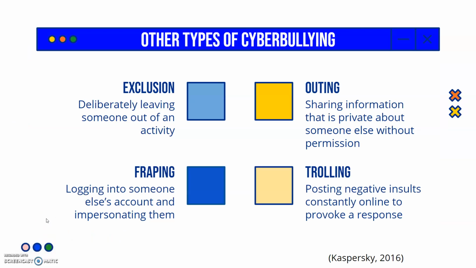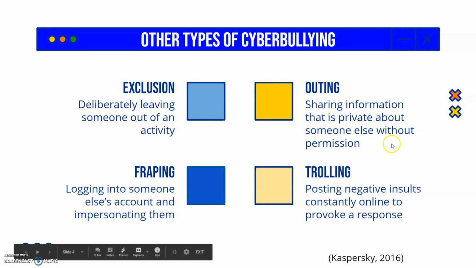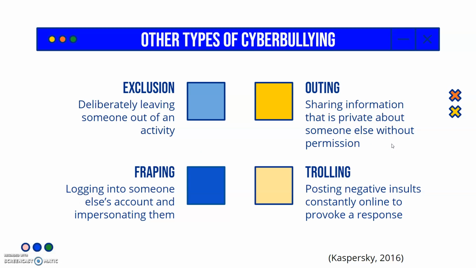Some other things that you might not think about, but is also cyberbullying, is exclusion. So deliberately leaving somebody out of an activity, like all of you are going to go do something and you purposefully don't invite someone. Another one is outing. So maybe you find out some kind of personal information about somebody and you start telling everyone or post it online.